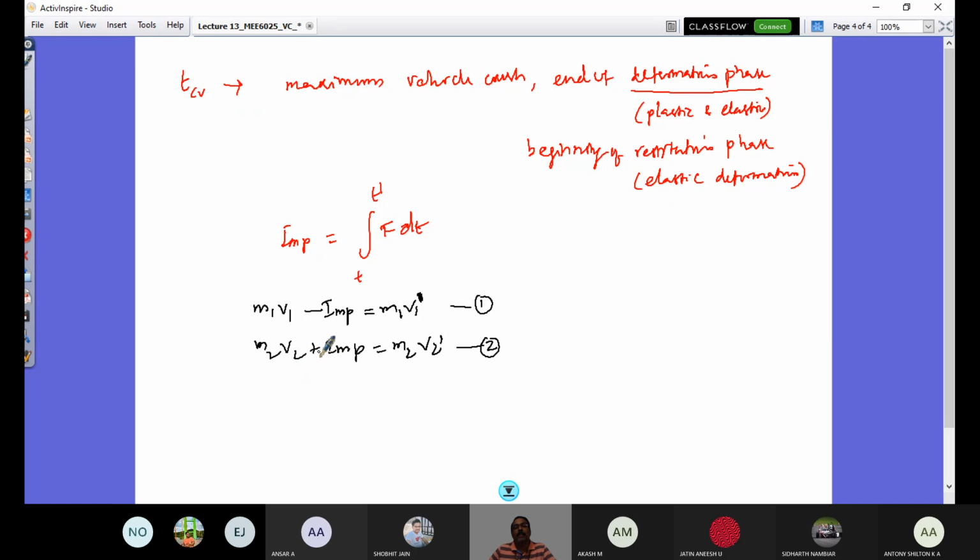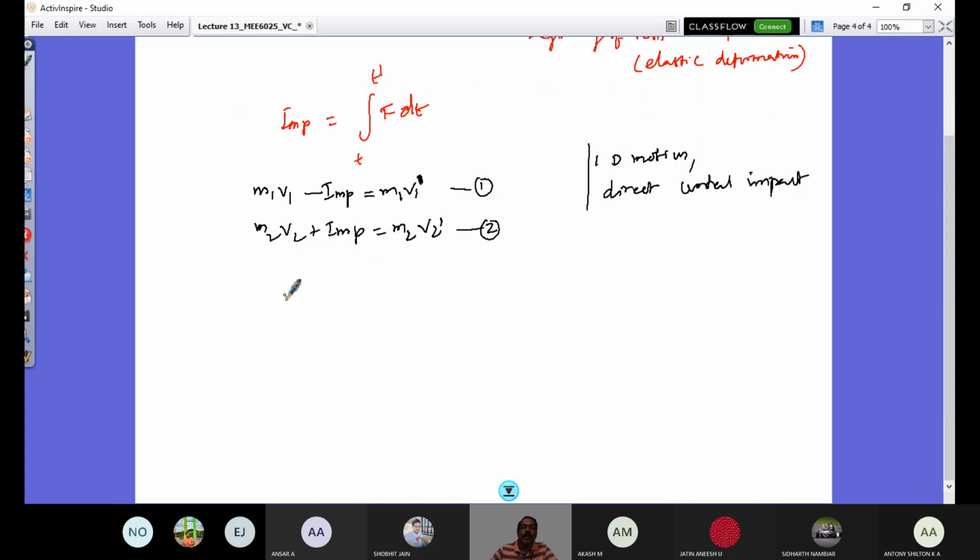For the second vehicle, the impulse is exerted by A onto B, so the sign would be changed here. In this, V1 and V2 are initial velocities of mass 1 and 2. V1 dash and V2 dash are the final velocities after collision for mass 1 and 2. So considering 1D motion, which is direct central impact in the textbook, I can now write what is the total energy before and after.